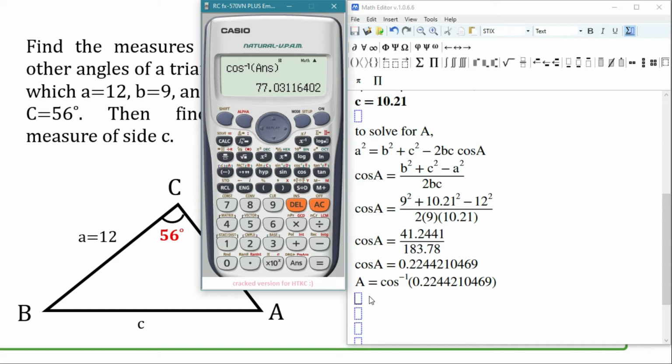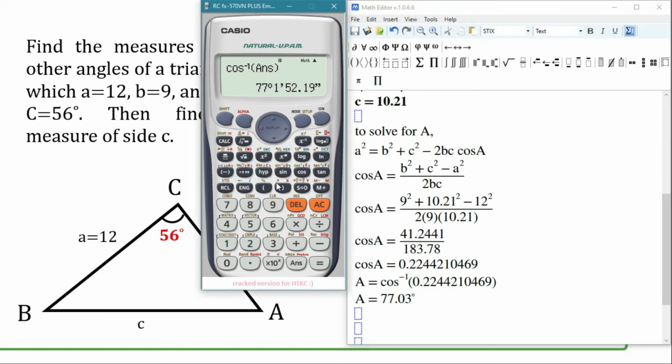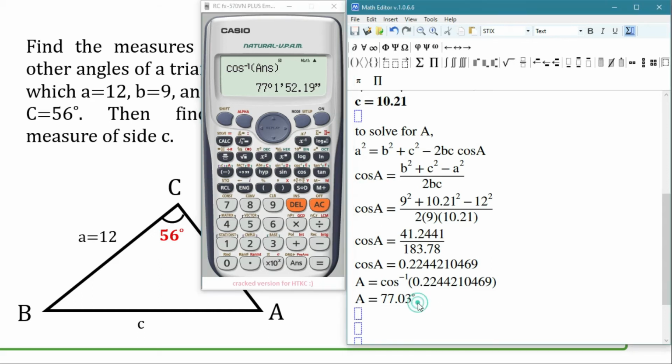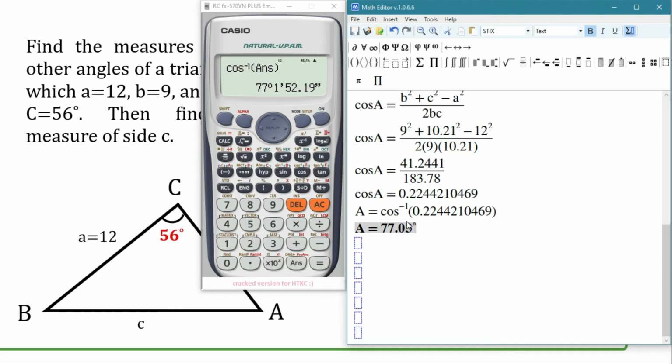Okay? So that is again 77.03. So angle A would measure 77.03 degrees. Okay? Or in DMS, pwede natin siyang i-convert. So that is 77 degrees, 1 minute and 52.19 seconds. Okay? So this will be the value of angle A. Okay? So, how are we going to find the measure of angle B?